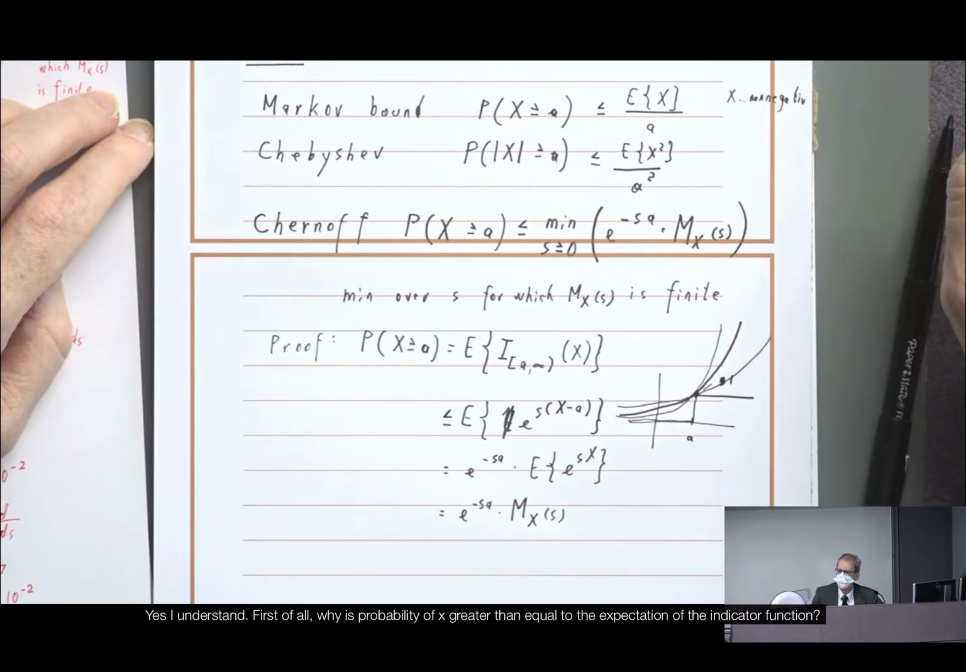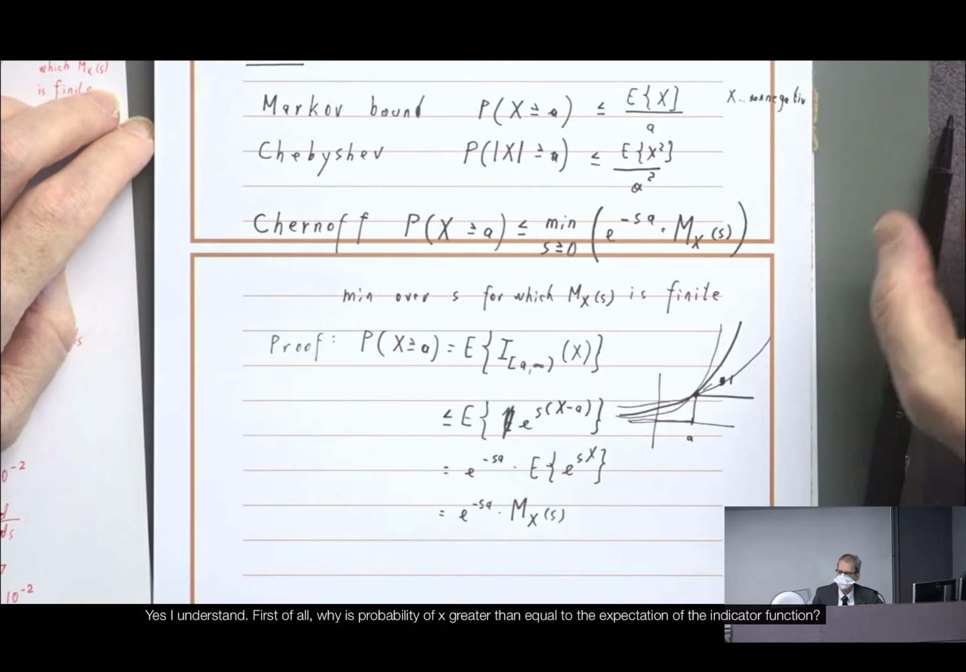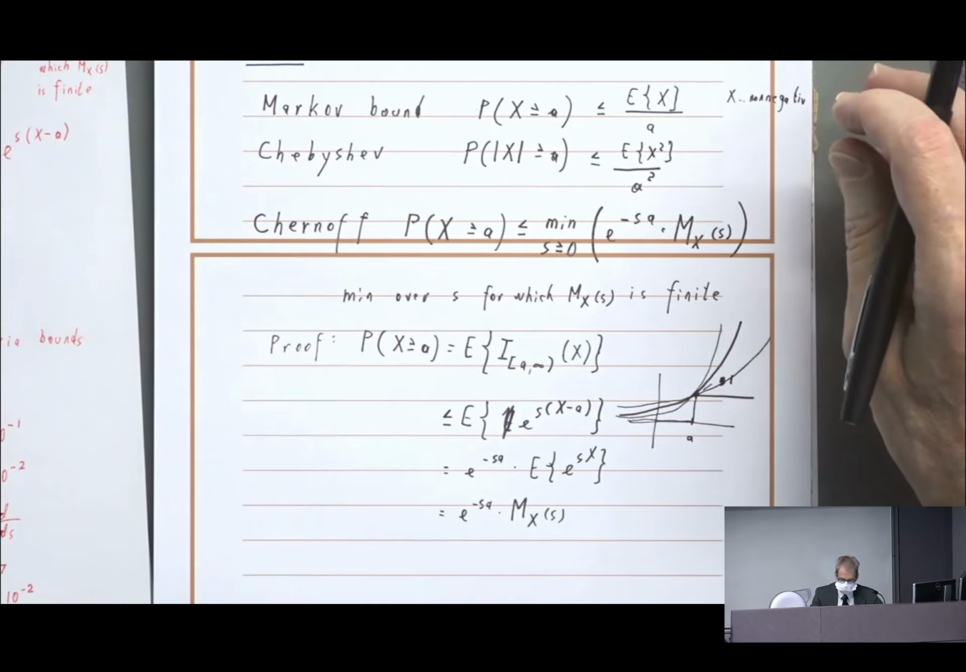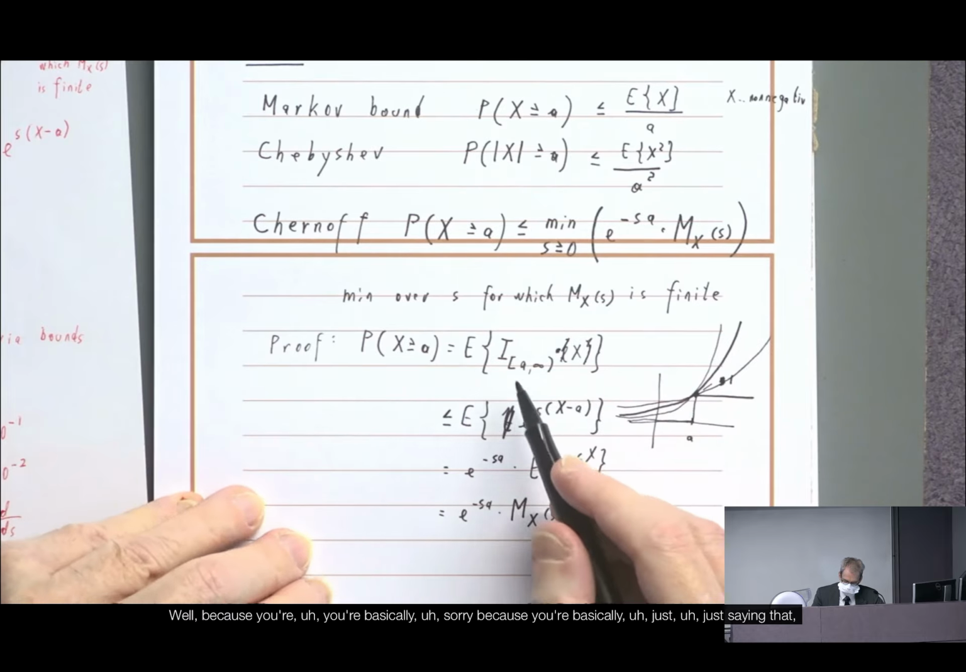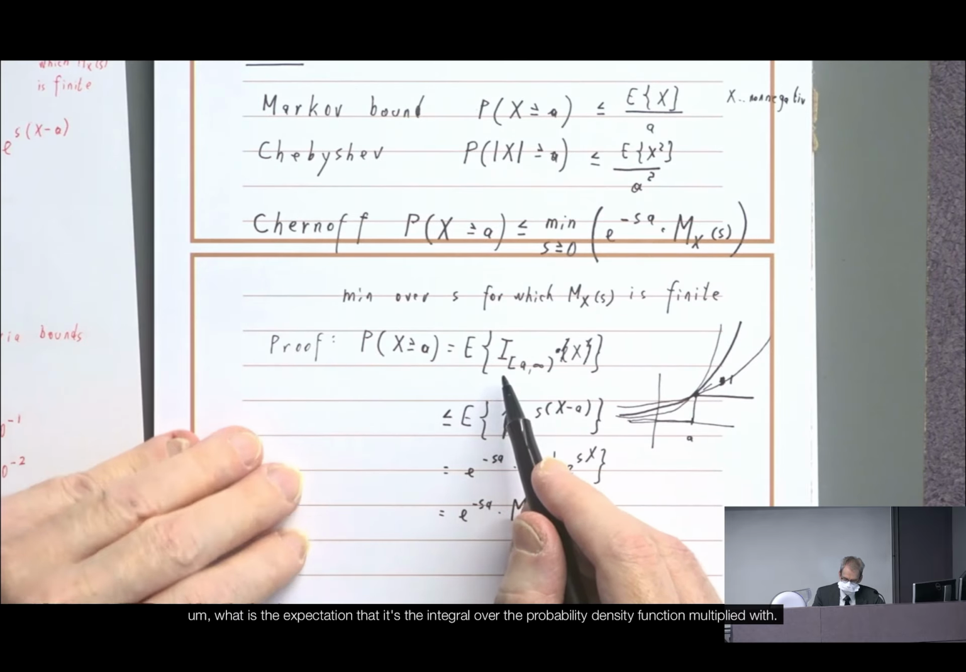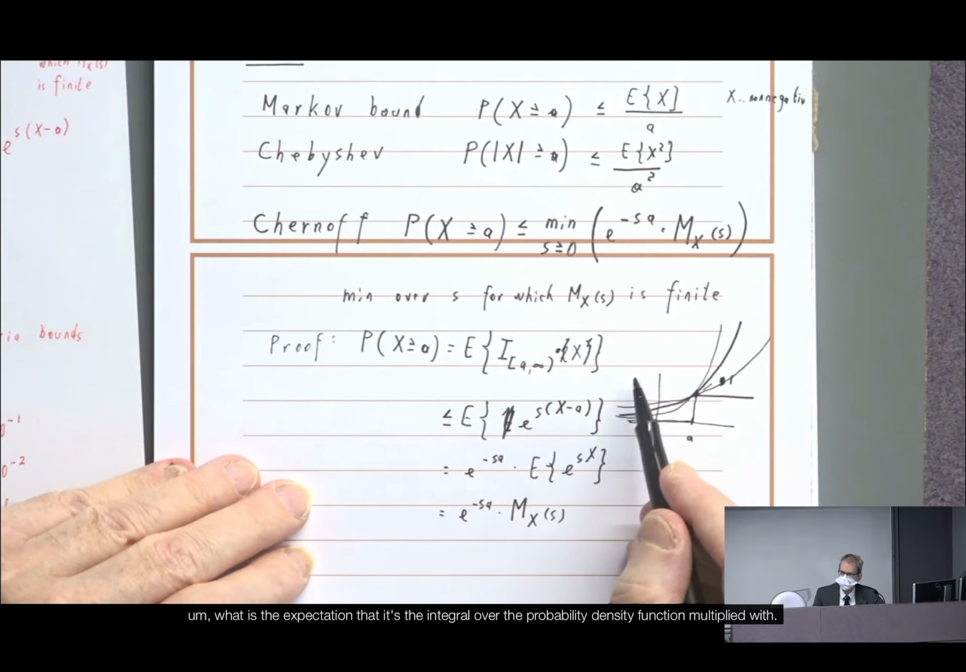Yes? Why is the probability of x greater than a equal to the expectation of the indicator function? Well, you're just saying, what is the expectation? It's the integral over the probability density function multiplied with.